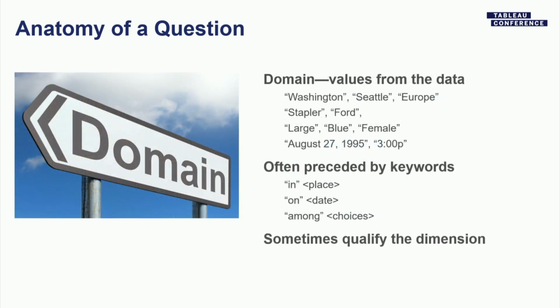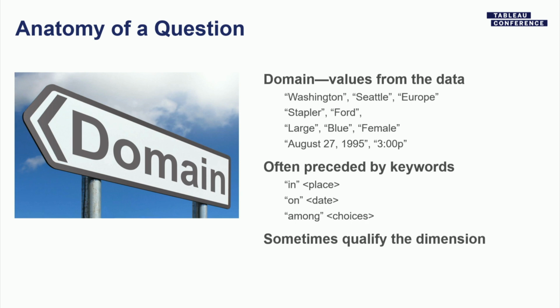There's some other nouns that show up sometimes. Sometimes they show up as adjectives instead of nouns. But these words are particularly interesting, and they're the domain words. So by domain, what I mean is that these are words which are not necessarily fields in my data source, like state or city, but rather values in the data. So things like Seattle, Washington, stapler, dates.